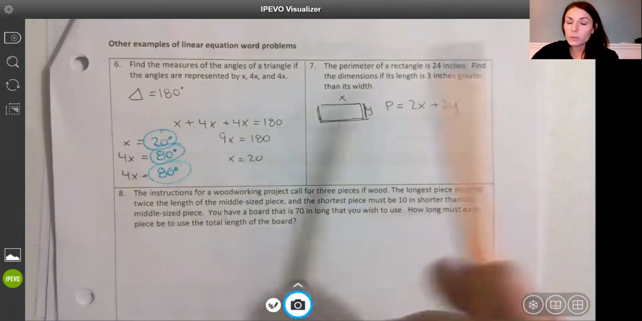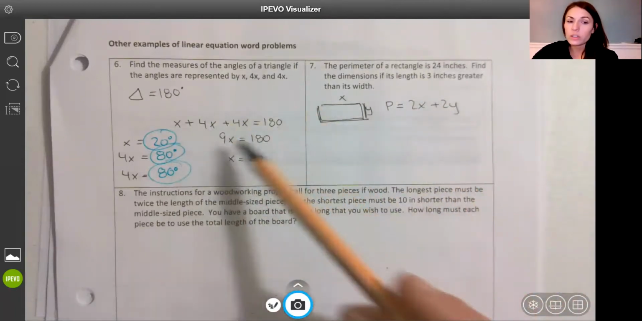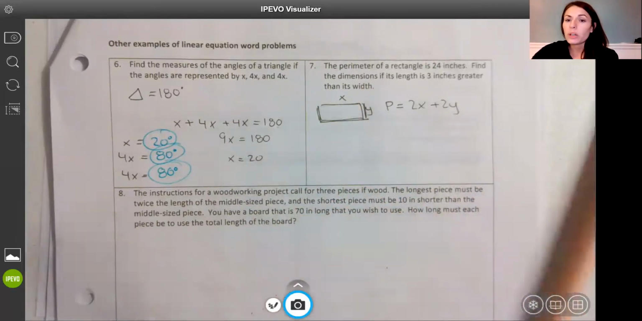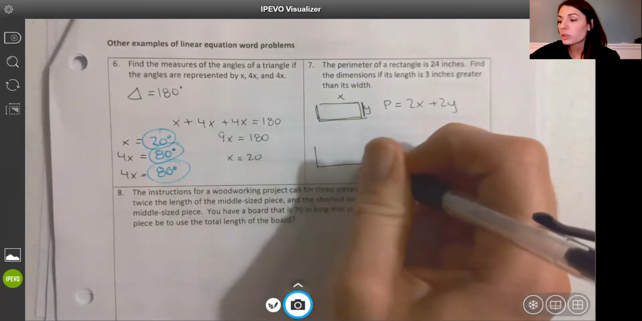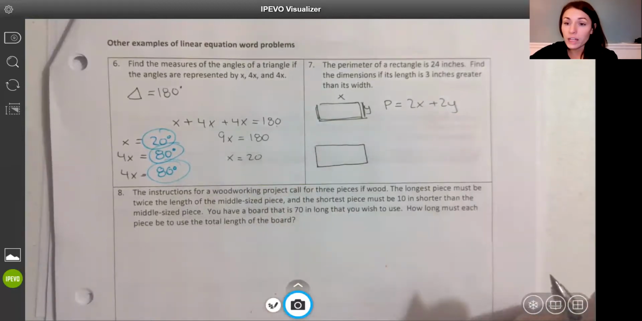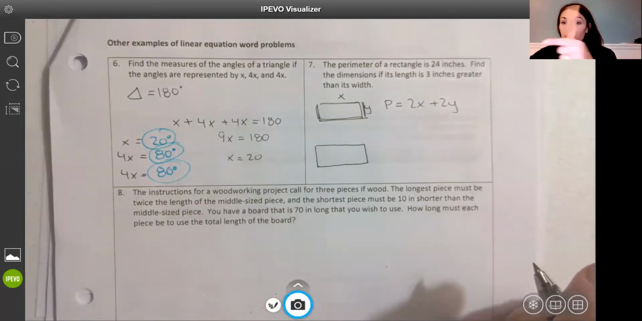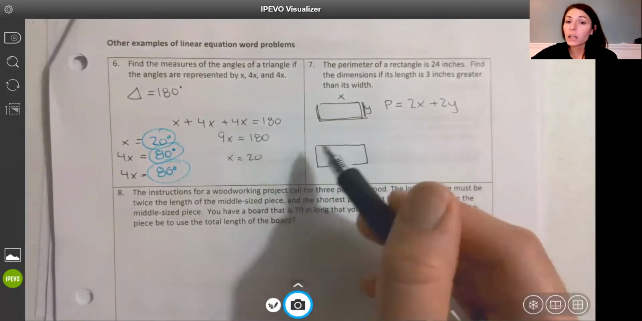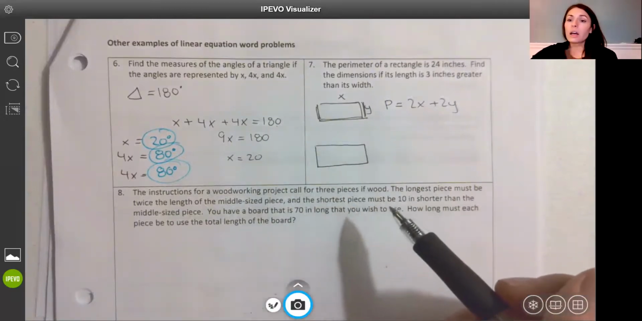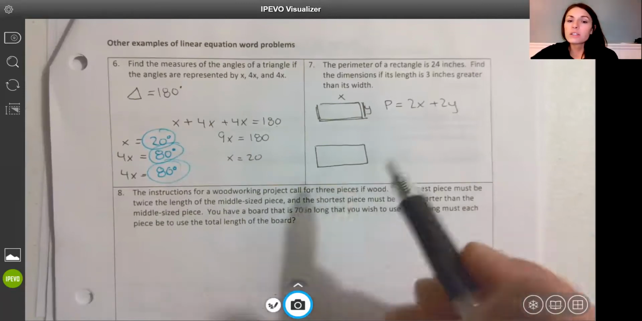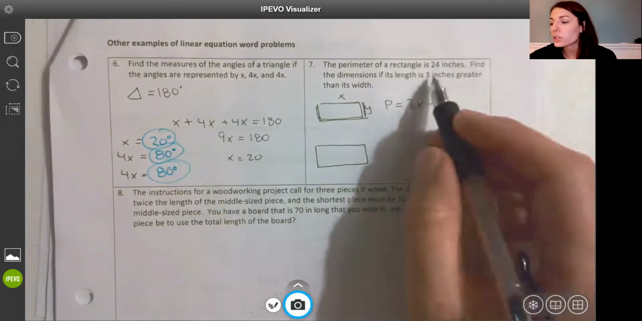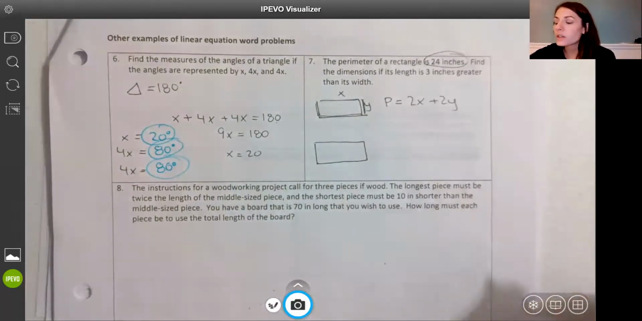The other application problems where we can set up an equation similar to this one are with perimeter. This is the perimeter of a rectangle, and as I was saying at the end of the last video, perimeter is just adding up all of the sides around any figure. It could be an odd-shaped figure or a regular polygon like a rectangle or an octagon. With perimeter, we're always just adding all of our lengths all the way around the object. It tells us that the total perimeter is 24 inches, and it says find the dimensions if the length is 3 inches greater than the width.